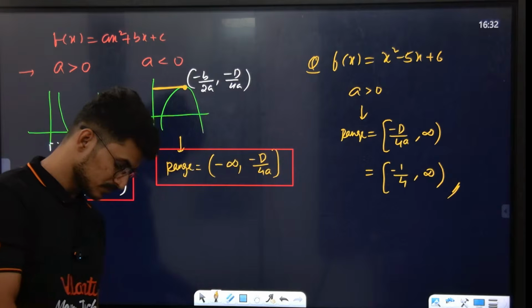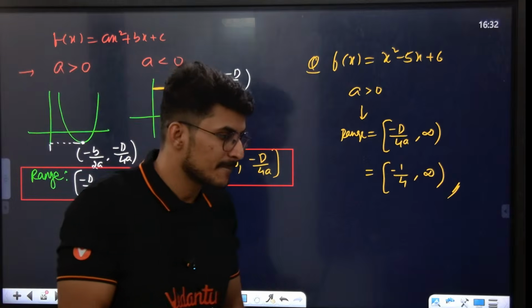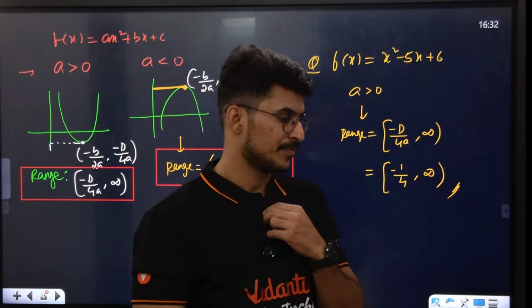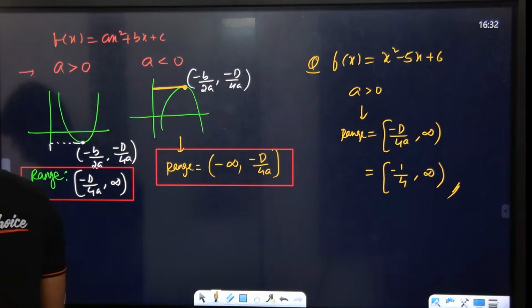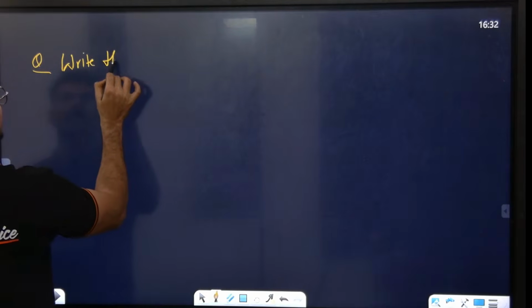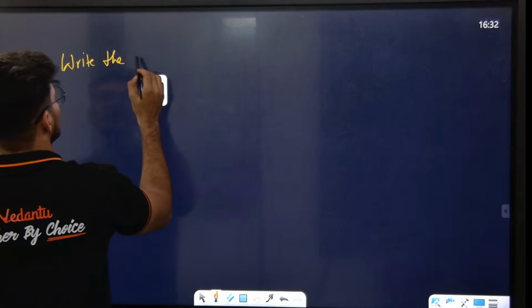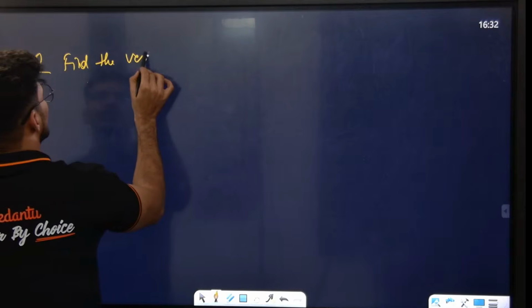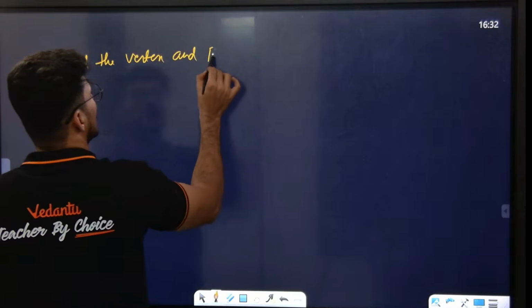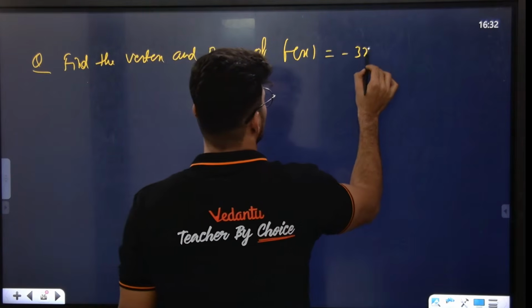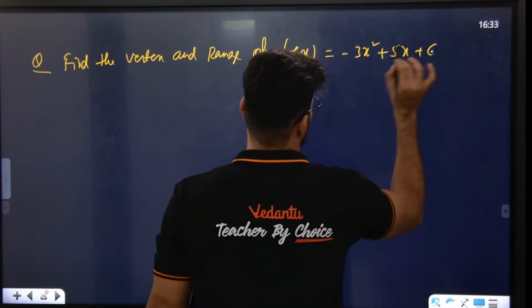Yes, that's great. So this is how we need to do it. I'll give one question as homework. Write the details: find the vertex and range of f of x is equal to minus 3x square plus 5x plus 6. This is homework for you all.